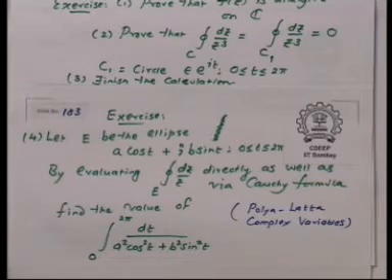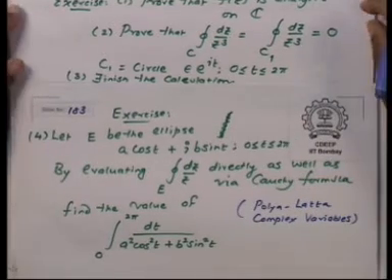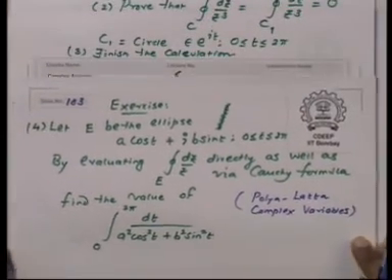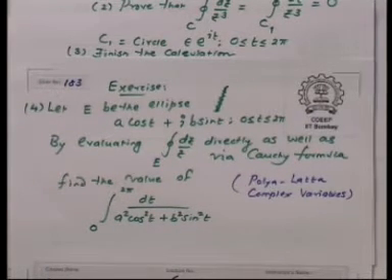in two different ways. First is you use Cauchy formula and calculate it. Second is to directly parameterize and do the evaluation and compare the results. Find the value of this. By writing two different expressions for the integral, find the value of integral 0 to 2 pi dt upon a squared cos squared t plus b squared sin squared t.